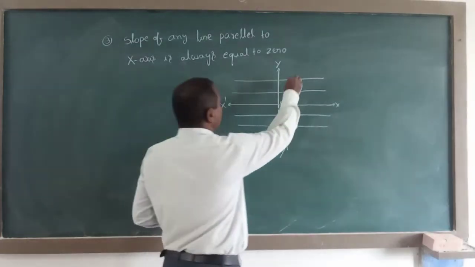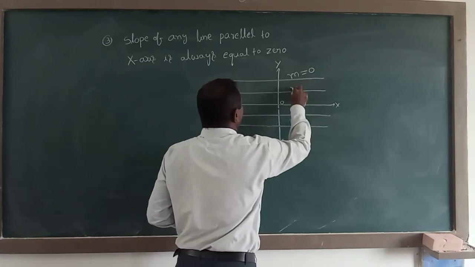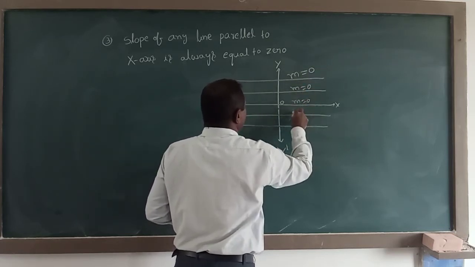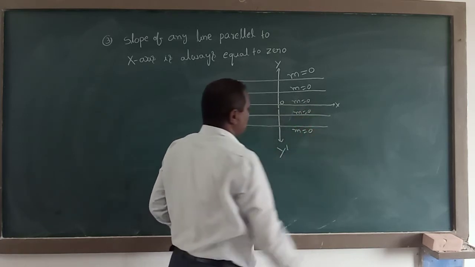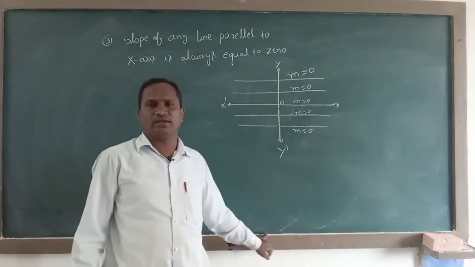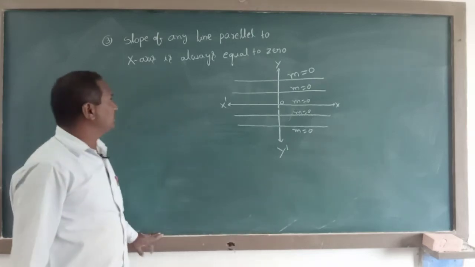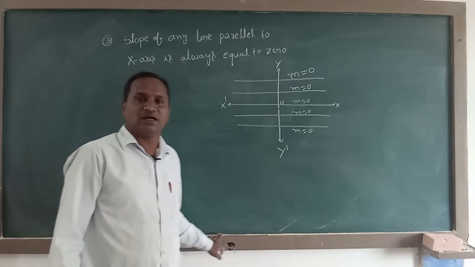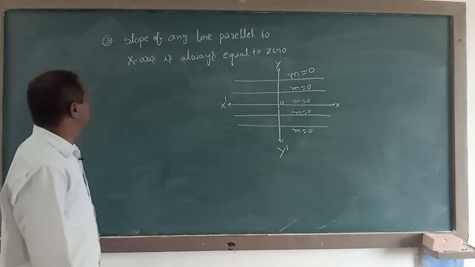We can take any line parallel to it. In that case, the slope of that line is always 0. Here also m is equal to 0, and m is equal to 0. Like that, if we take any line parallel to the x-axis, the slope of that line is always equal to 0 only. Now let us discuss the slope of lines parallel to the y-axis. How are their slopes? About that we will now discuss.